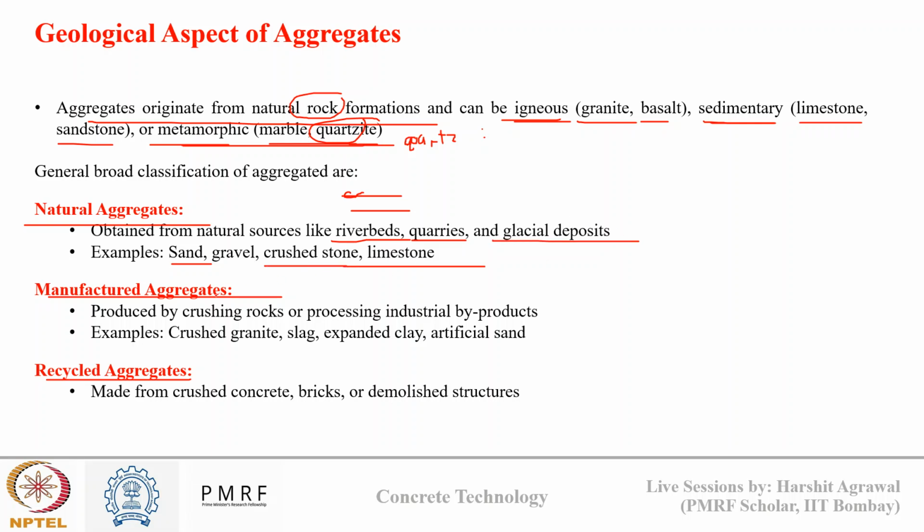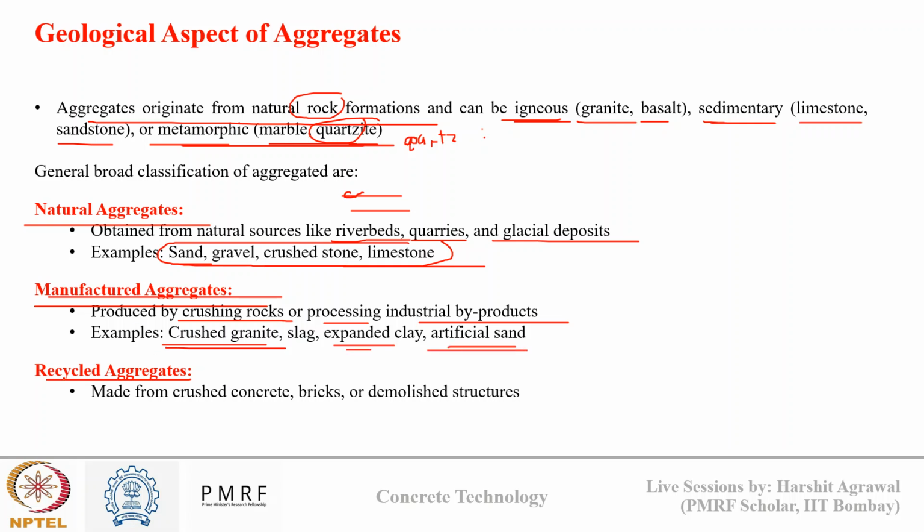Okay, manufactured aggregates are those where from natural sources we collect the aggregates and we crush them or process them in industry to get a desired size or desired shape. So those aggregates come under the category of manufactured aggregates, like crushed granites, expanded clay, artificial sand. All these are manufactured aggregates.